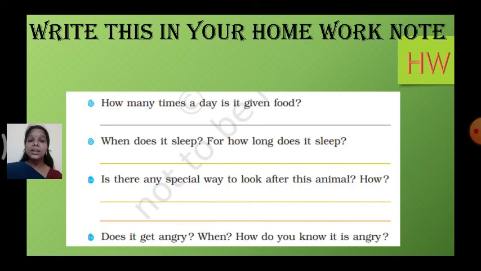Next, how many times a day is it given food? How many times are we giving food to them? And when does it sleep? How long does it sleep? Then, is there any special way to look after these animals? How? Like the treatment we will give, some injection we want to do, and we have to pamper it. Like that, what and all we have to do for that animal.